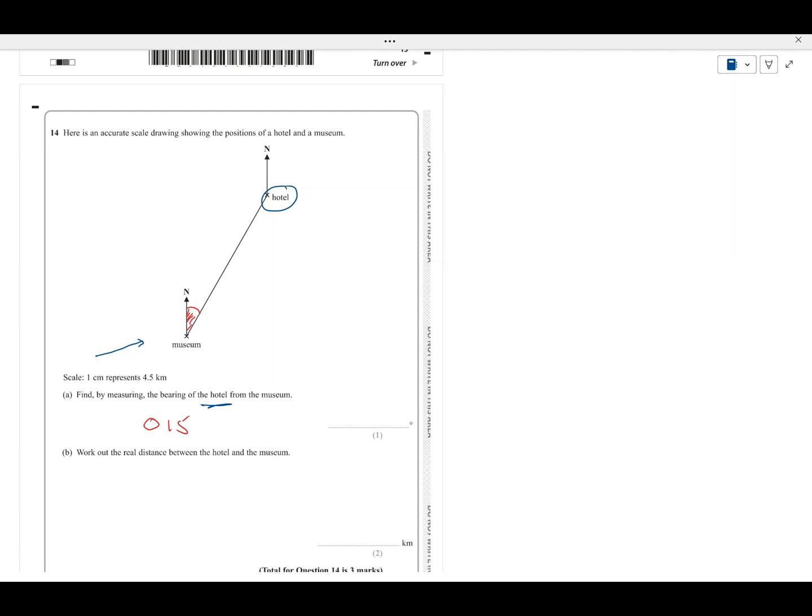Right. Work out the real distance between the hotel and the museum. So you're going to have to measure this line, get that distance, and multiply it by 4.5. And that's going to be your answer. Okay, that's question 14 done.